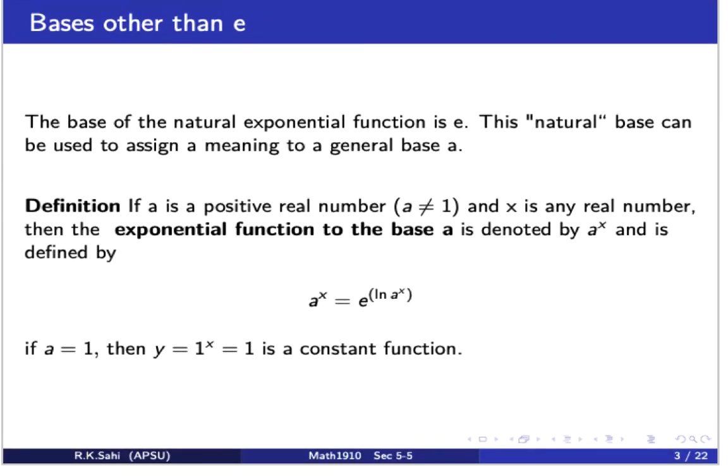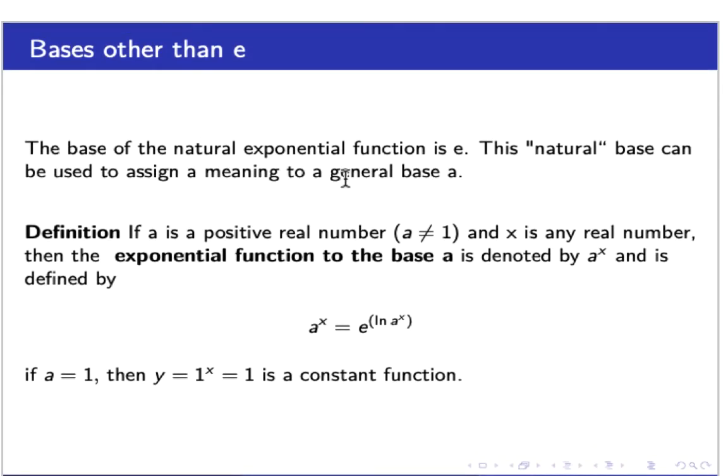Now, the definition of the exponential function having a base a, which is not e. If a is any positive real number, a not equal to 1, and x is any real number, then the exponential function to the base a is denoted by a to the power x and defined as a to the power x equals e to the power natural log of a to the power x. And remember, if a is 1, then 1 to the power x is basically a constant function.